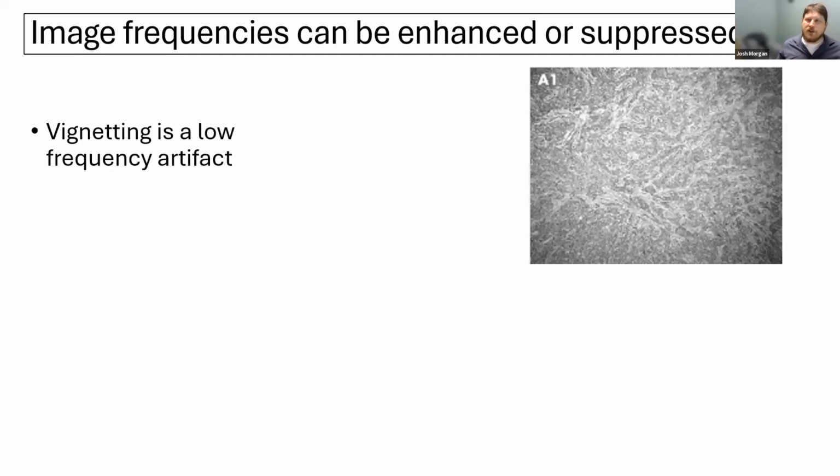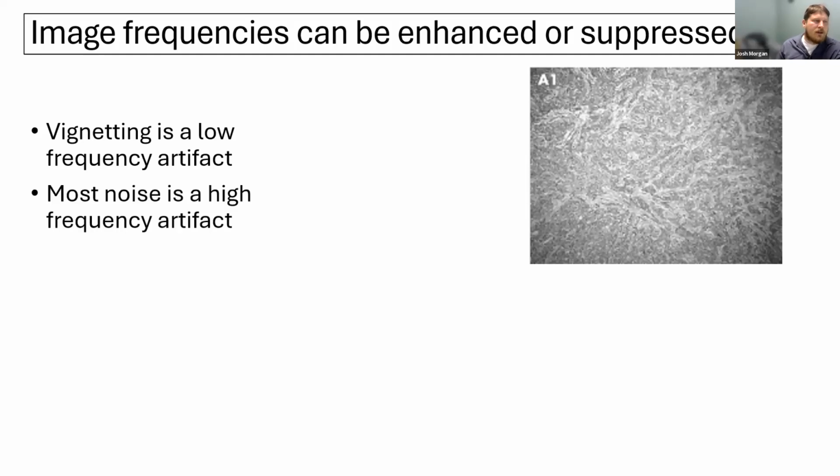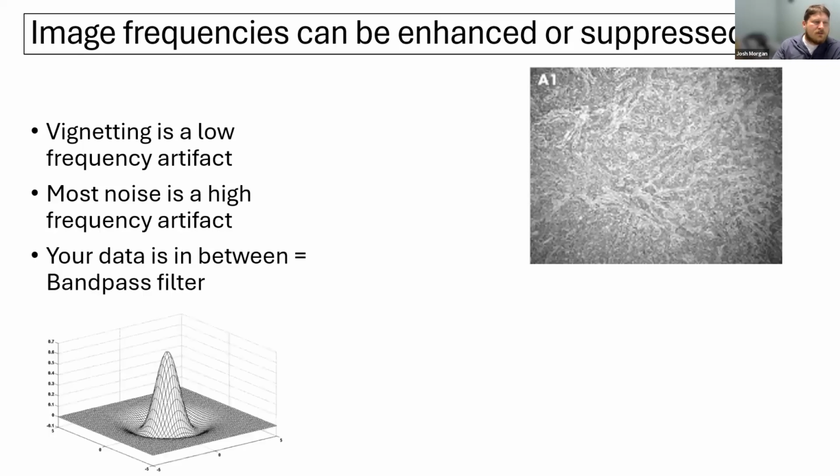So this vignetting is a very low frequency artifact. It's very different from most of the biology you might be interested in. And so it's easy to pull out in frequency space. Most noise is very high frequency artifact. Usually it's pretty different from the biology that you're interested in. So bandpass filtering can be a good way to get rid of these kind of extreme frequency artifacts on either edge. So in 2D space, this is what the bandpass filter might look like.